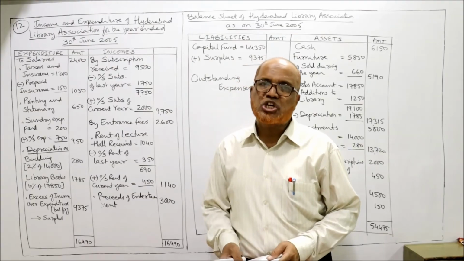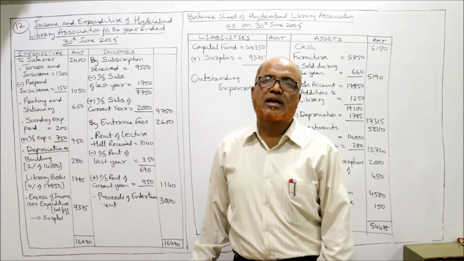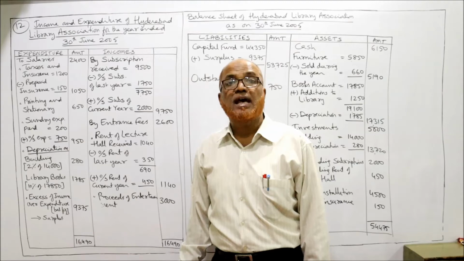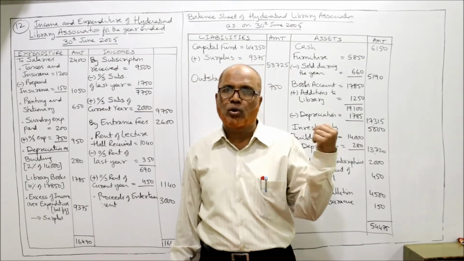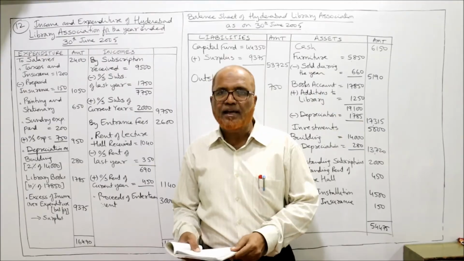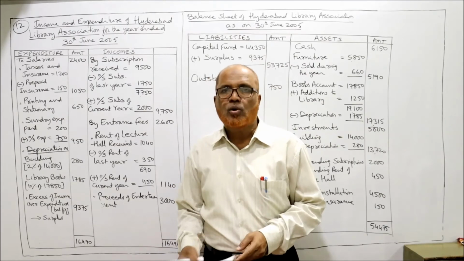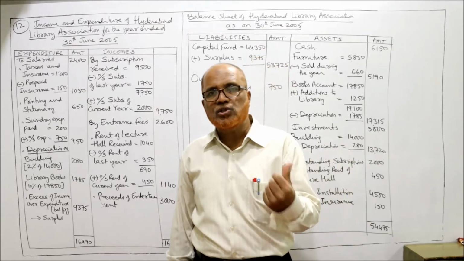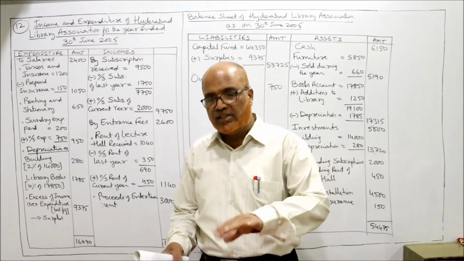Then printing and stationery, it's a revenue expenditure. Electric installation expenses, this is an asset. Electric installation is an asset, it will go to balance sheet. Then sundry expenses, it's a revenue expenditure, will take into account debit side. Closing balance of cash, the closing balance of cash will go on asset side of the balance sheet. That's all. Now see the adjustment.